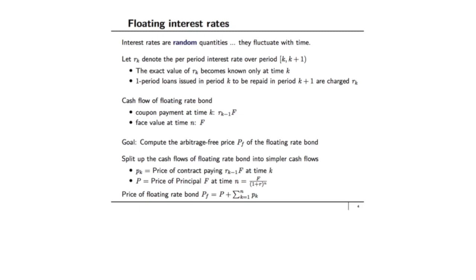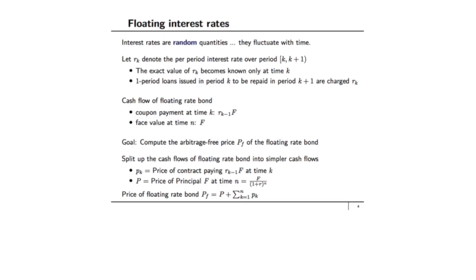So if I'm sitting at time t equal to 0 and I have an instrument that depends on this floating interest rate R_k, I don't exactly know what the payment is going to be. The payment that I receive on that security will become clear only at the beginning of time k. One period loans issued in period k, to be repaid in period k plus 1, are charged this amount R_k.